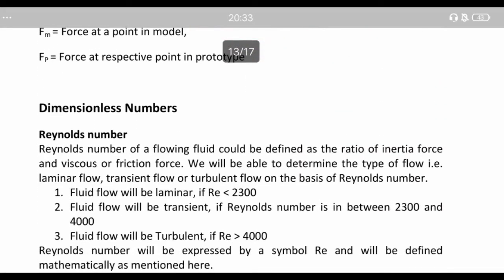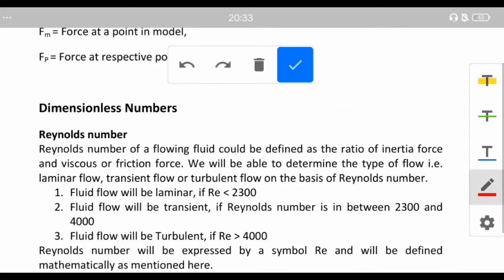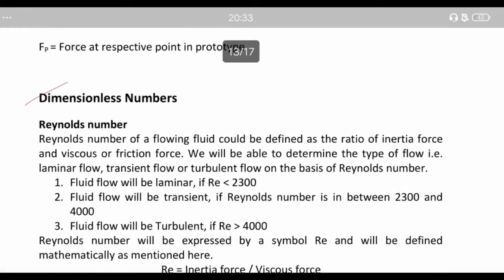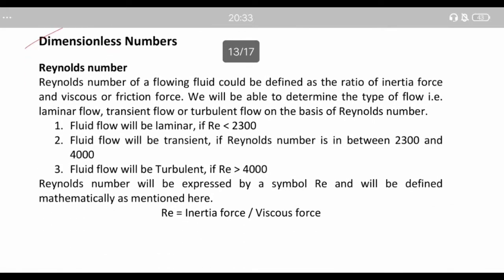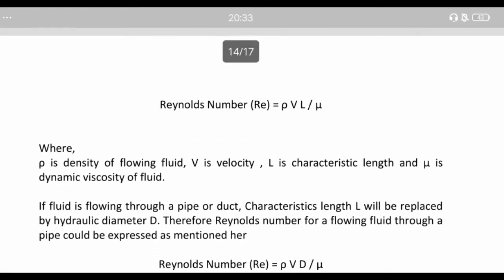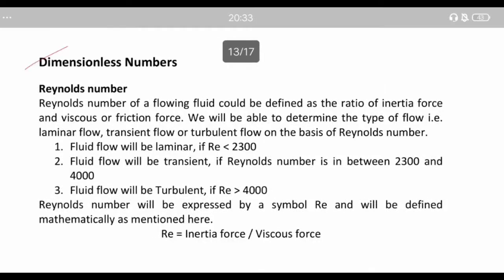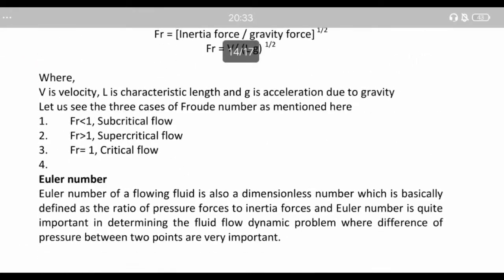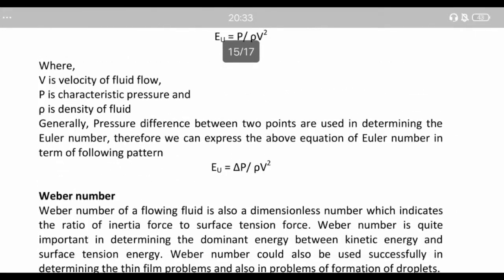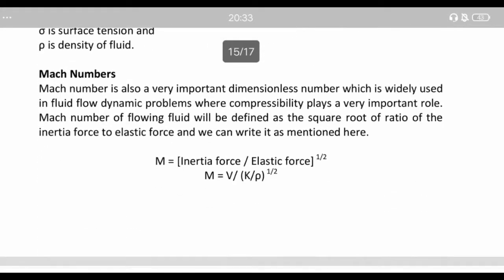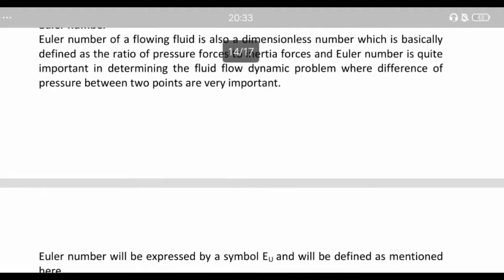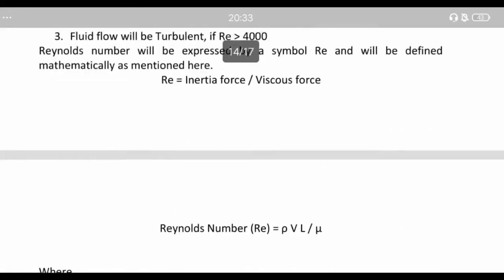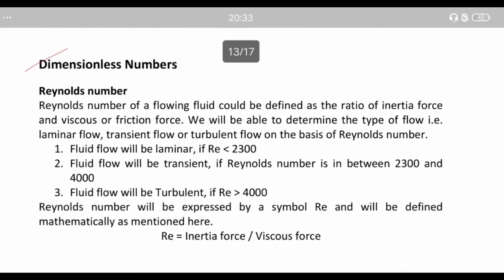Next we move on to the dimensionless numbers. Here we will be reading about a few dimensionless numbers, and these numbers will be useful for various calculations, like Reynolds number, Froude number, Euler number, Weber number and Mach number. These numbers come up in various equations of fluid mechanics, and they carry particular meaning.